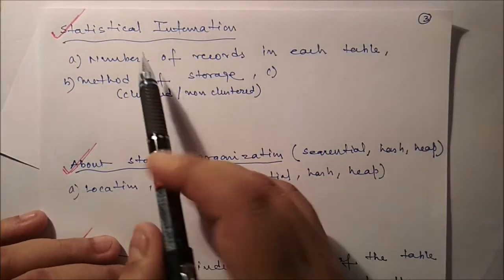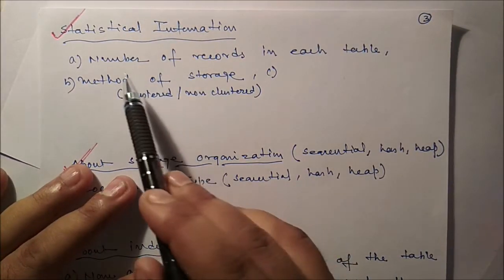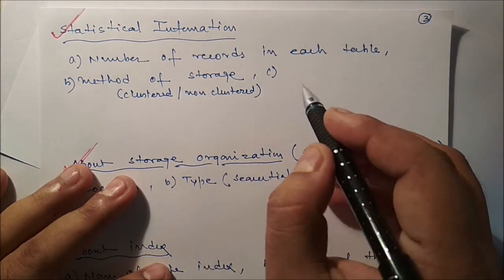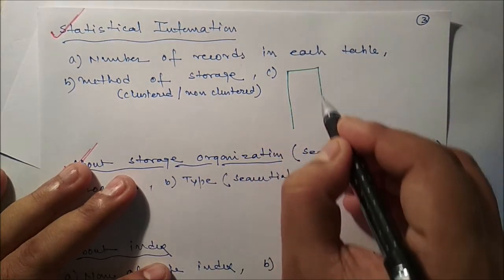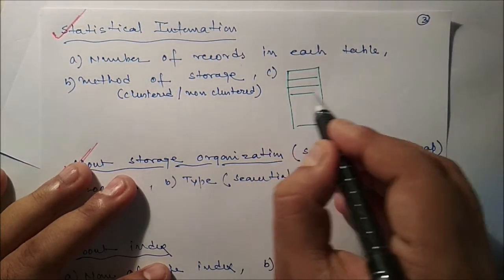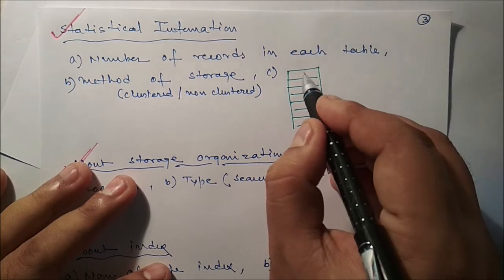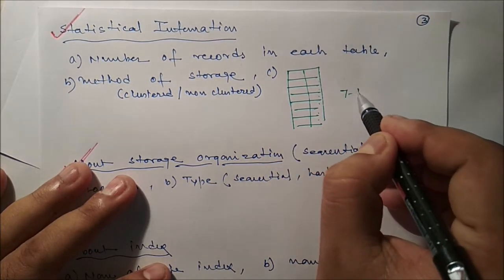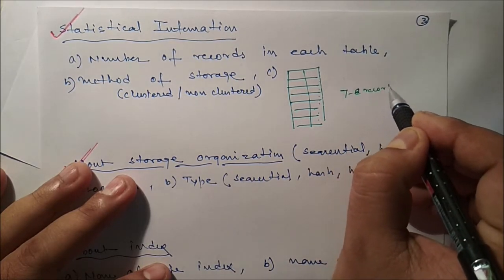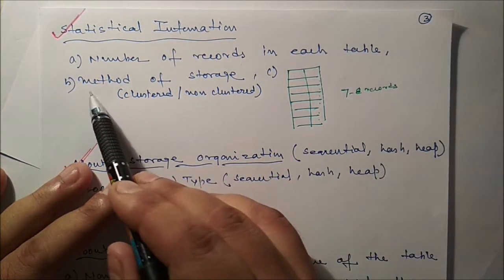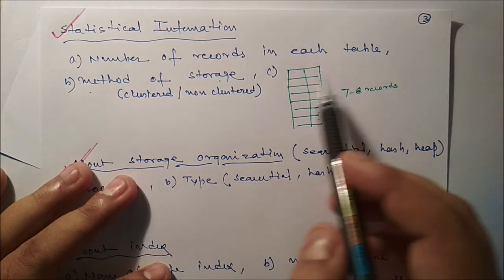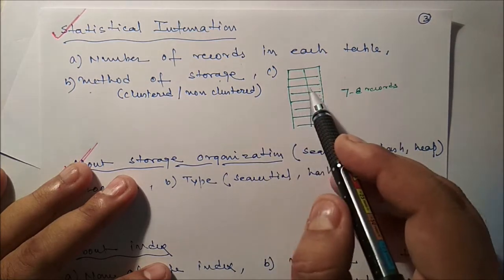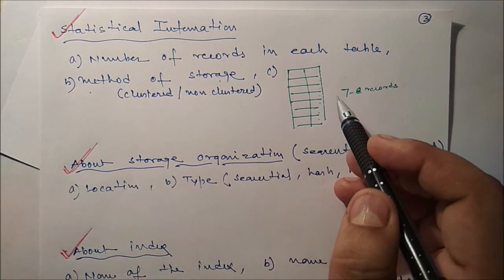Next, it can store statistical information, such as the number of records in each table. Say here one table has 1, 2, 3, 4, 5, 6, 7 records; that we can store. And the method of storage, so how we store this: whether it is clustered or non-clustered, whether it is in sequential order or non-sequential order.